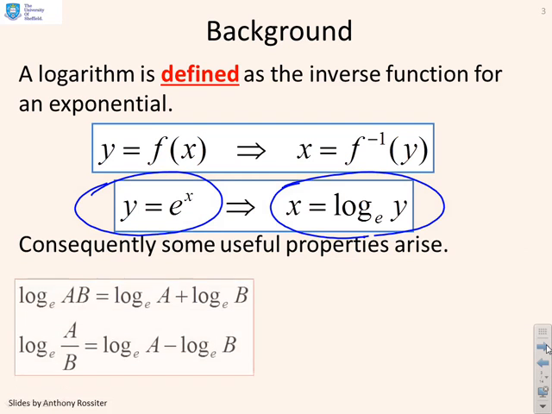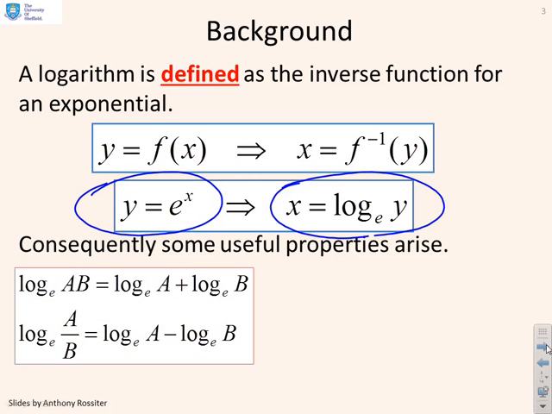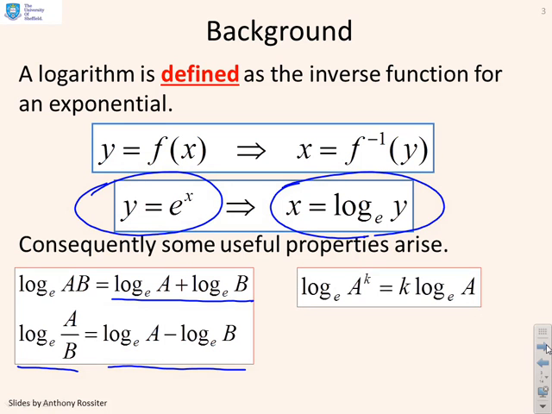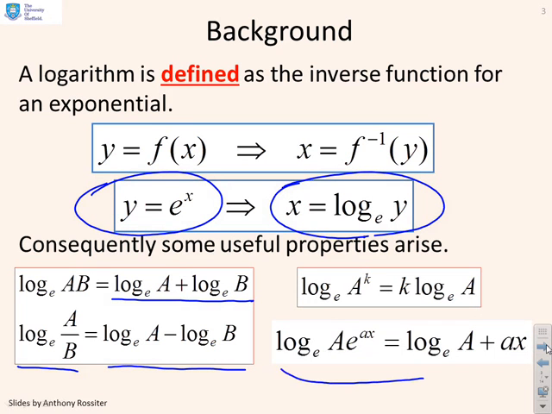And we've gone through a number of useful properties, things like the product rule, so the log of a product is the sum of the logs, or the log of a quotient is the difference of the logs. And we've got the power law, that log of something to the power is the power times the log of the original number. Now another one, which is perhaps less recognised, but we're going to look at in this video, is this rule here, that if you've got log e of A e to the ax, you can write it as log e capital A plus ax. In other words, it gives you a straight line.